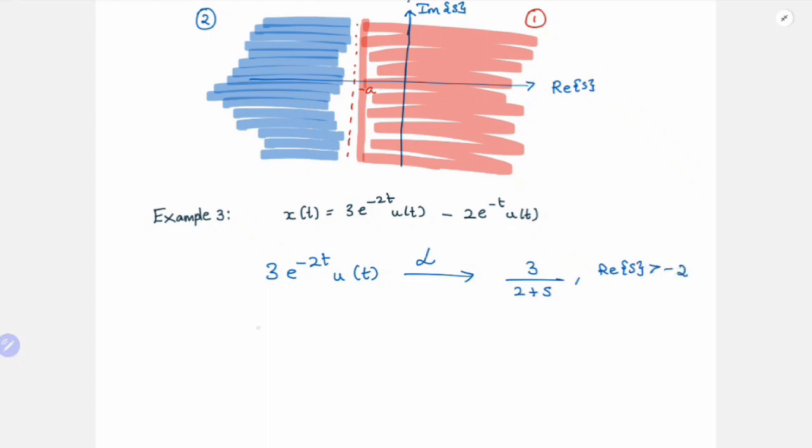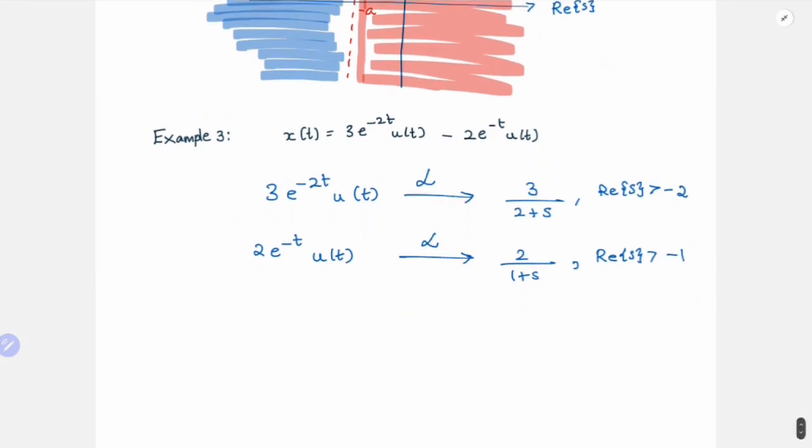And what about this signal? 2 e power minus t u of t. Its Laplace transform is nothing but 2 by 1 plus s. And what is its region of convergence? Real of s greater than minus 1. So when you combine these both signals, we need to take the region of convergence that is common to both.